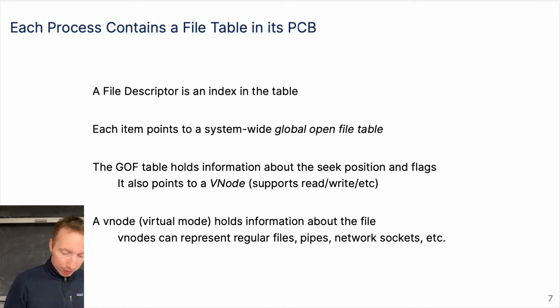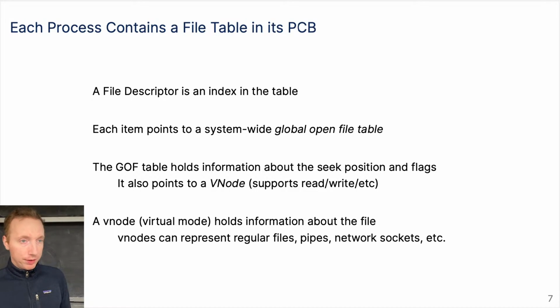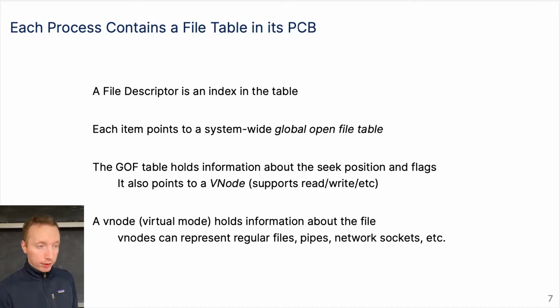So each process is going to contain this file table in its process control block, and a file descriptor is simply an index into this table. Each item there is going to point to a system-wide global open file table. It's called a GOFT. So the GOFT table is what holds the information about the seek position and all the flags, and also points to the V node.